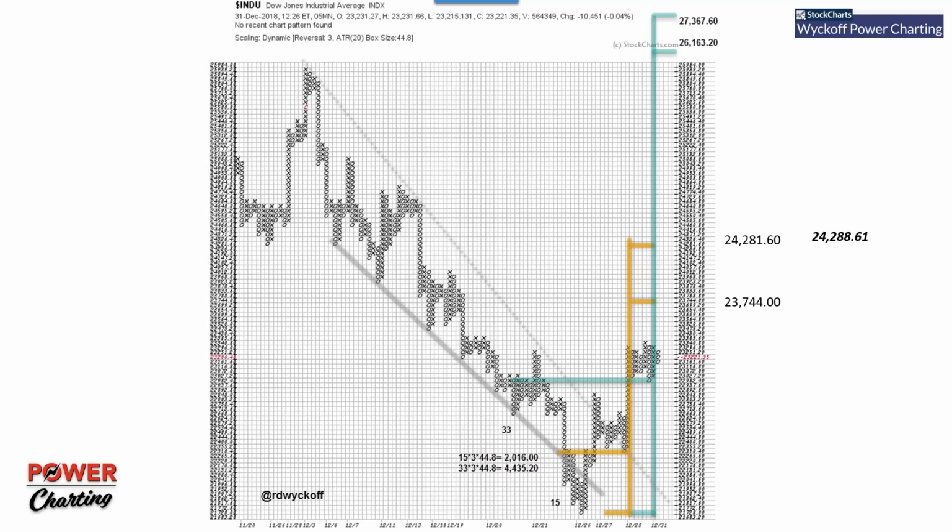This is short-term trading analysis. This is 5-minute data, 3-box reversal method, and ATR scaling. If you look at this area right here, there's a very nice count into the end of the year. This particular chart was constructed on December 31st. You can see that it had a wonderful objective trading count, strictly for traders, that went up to 23,744, 24,281. Now, this is an intermediate objective.